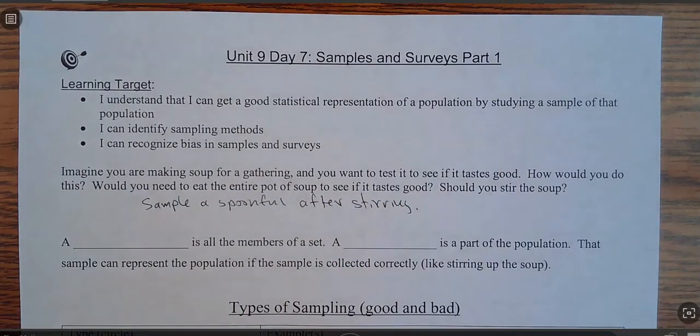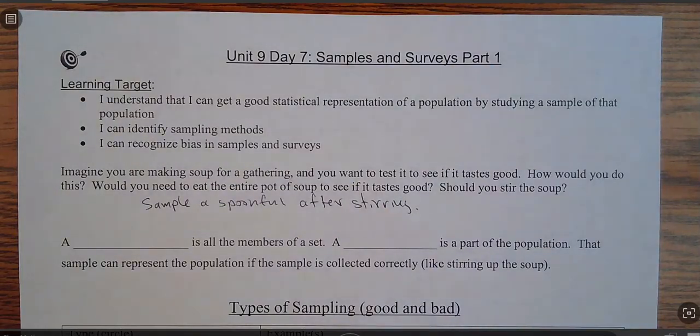Okay, so it's kind of what we want to do when we're taking a sample of a population. Okay, we want to stir it up. We want to make sure that we don't select from just one little part, like the top of the soup or the bottom of the soup. Maybe it's potato soup. You don't want to just select a potato chunk and eat that and see if it's good. You want to stir the whole thing up, take a spoonful.